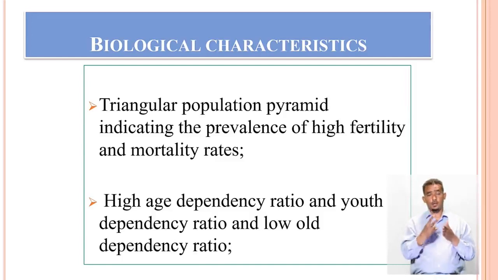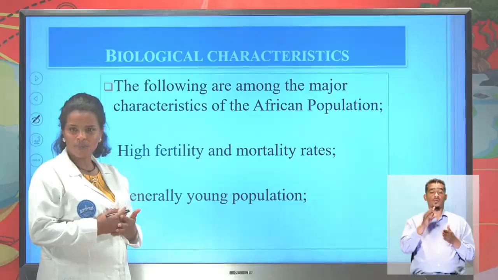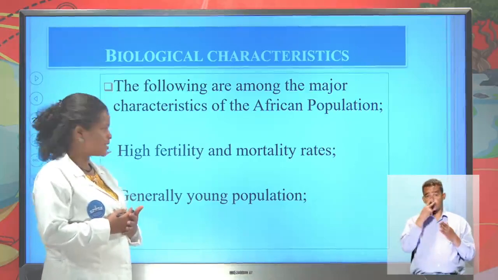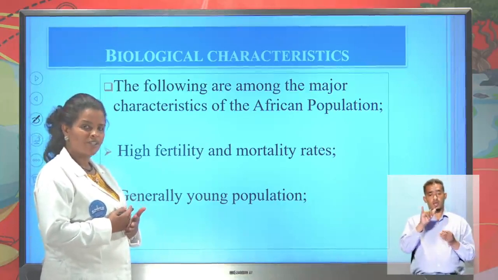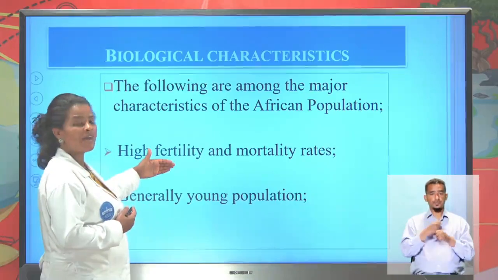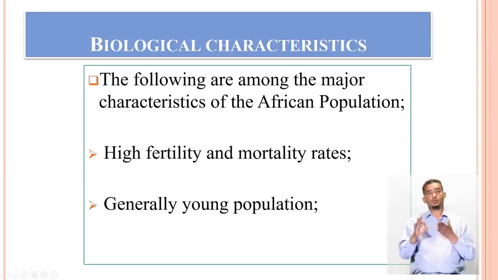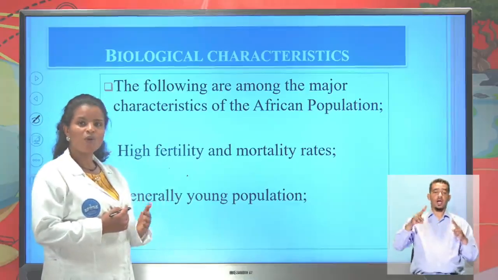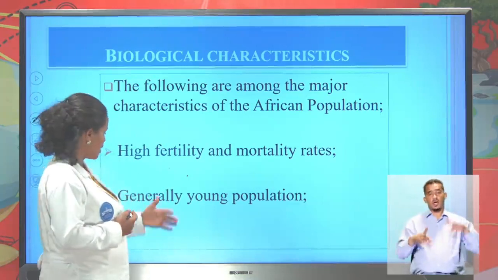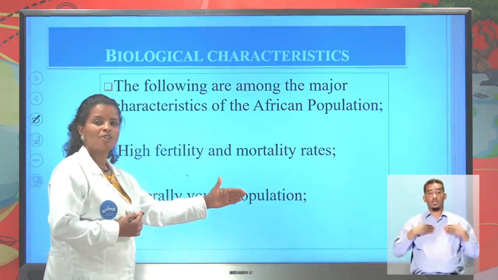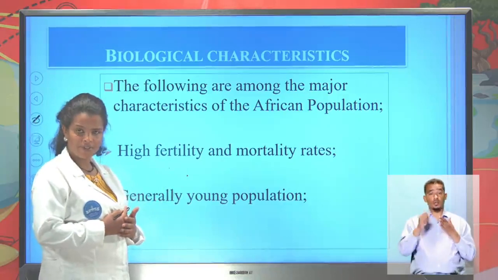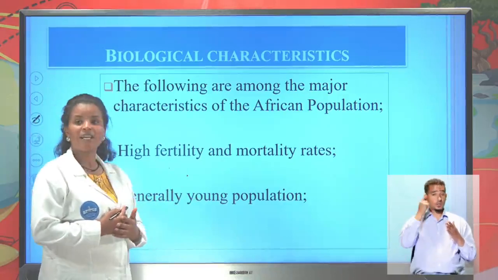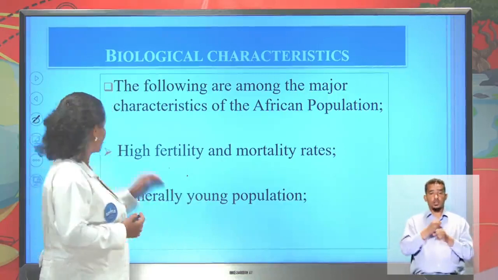Let us see the major characteristics of the African population. As you have seen in the above lesson, the African population is dominated by a low median age, the young age group. It has a high fertility rate and a high mortality rate. Generally, the young population group dominates the population of Africa. It is a result of high fertility. We understand this from the median age, which is 18 years.